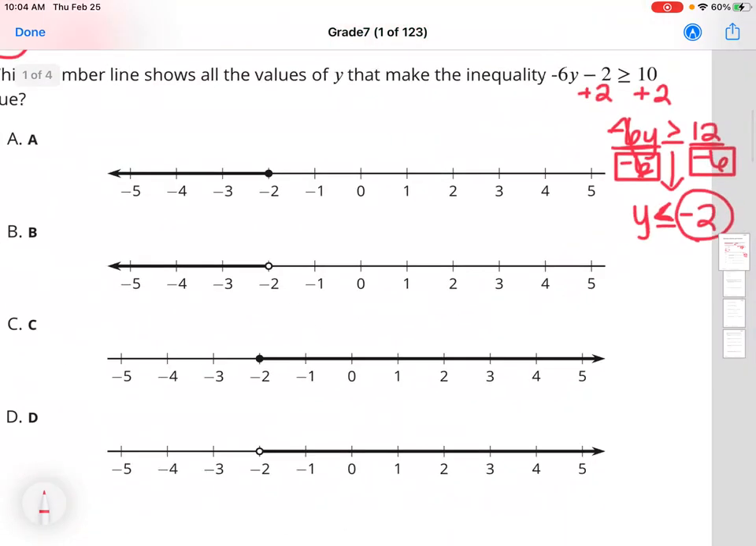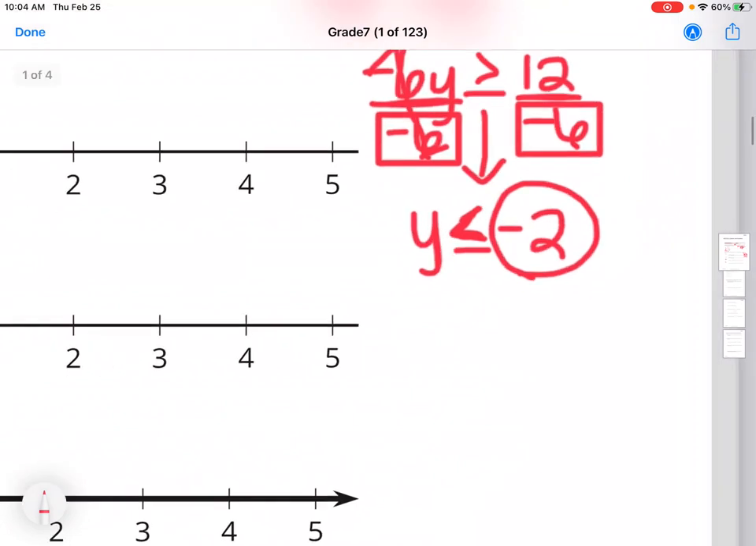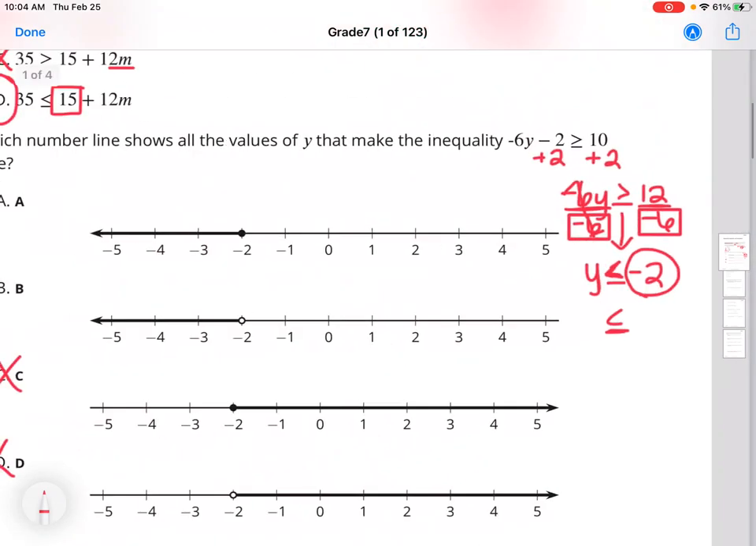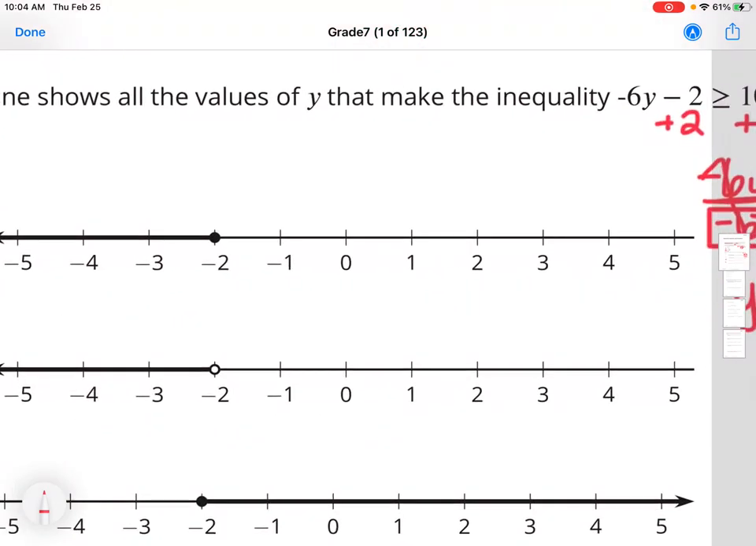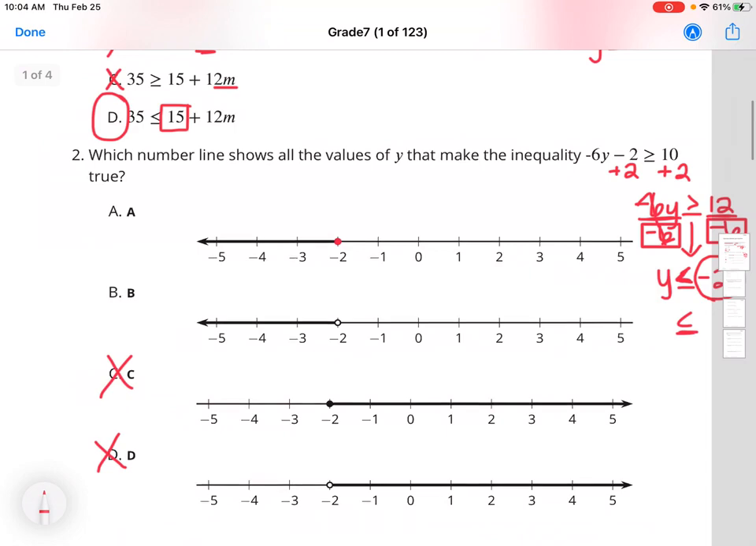So that tells me that C and D would not be possible answers because my arrow has to be pointing to the left. And the symbol has the or equal to. So the or equal to portion tells me that negative 2 is a true solution as well, so my circle needs to be filled in. So my correct answer would be A.